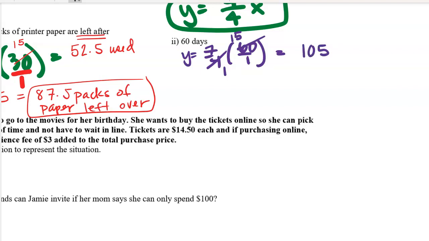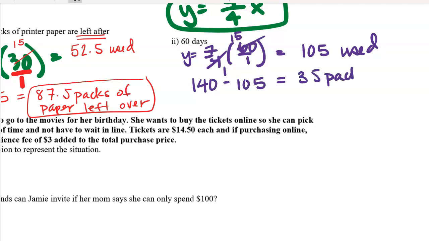And this is paper used or leftover? This is the paper that was used. Used, okay. But the question wants to know how many are leftover. So what did you do after? I subtracted that from 140. All right, 140 minus 105. And then what did you end up getting? 35. 35 packs leftover. Okay. Beautiful. Good job.